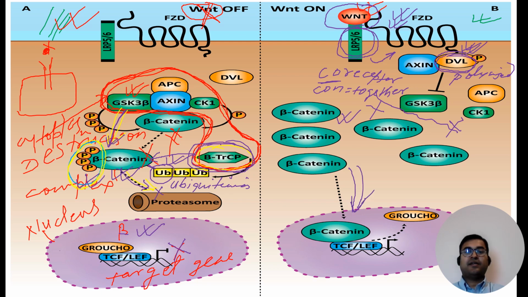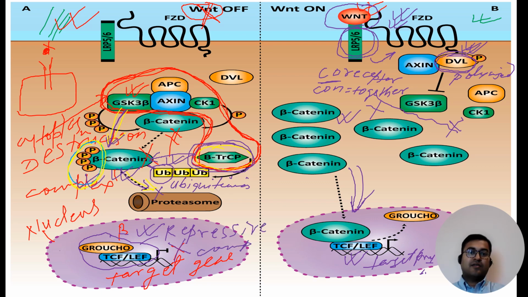Once this beta-catenin enters the nucleus, it is going to interact with the TCF and LEF complex, and it is going to activate the target protein. One more thing we can understand here is, when there is no beta-catenin, this Groucho and TCF-LEF act as a repressive complex. When we say repressive complex, it means this Groucho and TCF-LEF is going to suppress the expression of this target gene.